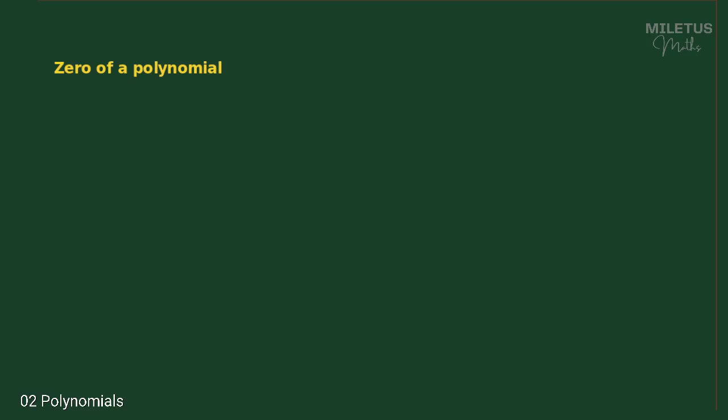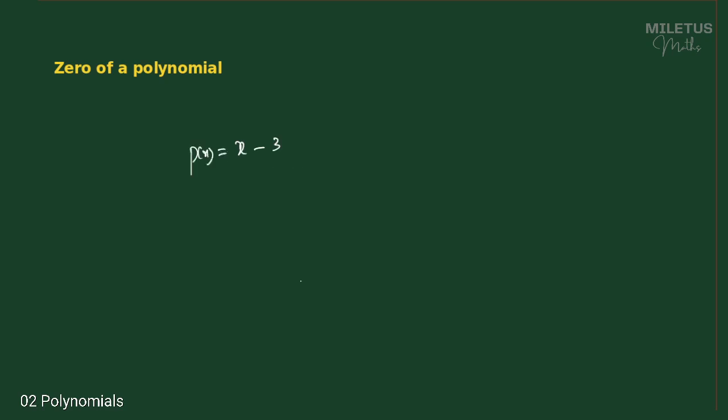Hi everyone, welcome back. In this video, what we will see is what is a zero of a polynomial. Okay, let's get started. First things first, let's take a polynomial. Let's say, suppose we have a polynomial which says x minus 3. Okay, let's take a very simple polynomial. x minus 3, that's it, that's the polynomial.